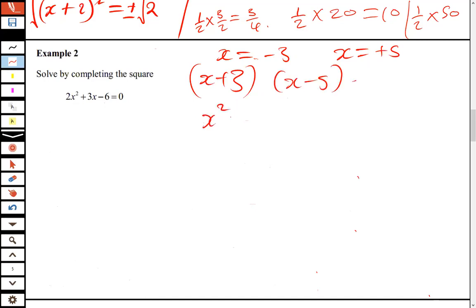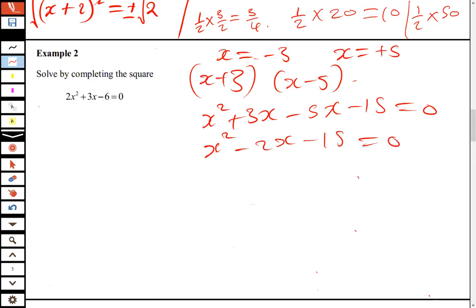So this will be x squared positive 3x negative 5x, and then we have -15 is equal to 0. So this will be x squared, then this will be -2x, then -15. Okay, so the question will be x squared -2x -15 is equal to 0. Okay, so forget about this question.